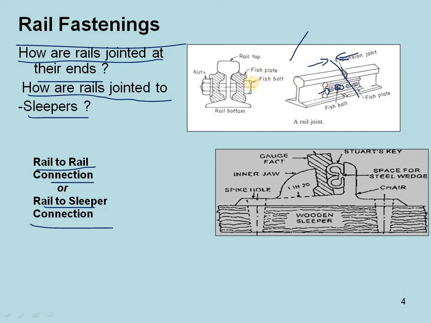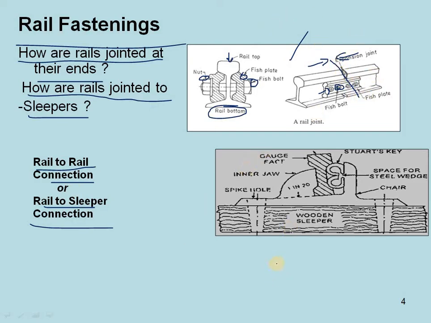In the cross section of the diagram, this is the fish plate, and this is the rail top, on which the rail goes. This is a nut, which we call the fish bolt, and this is the rail bottom. So these are connected between the rails. This is nothing but rail fastenings.